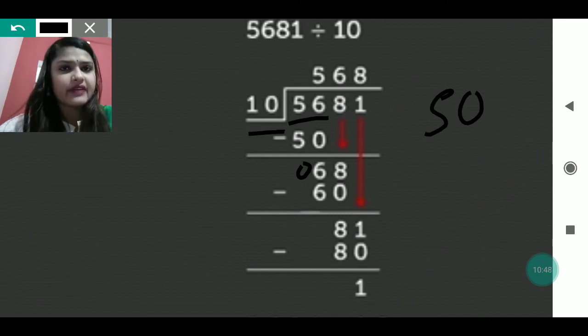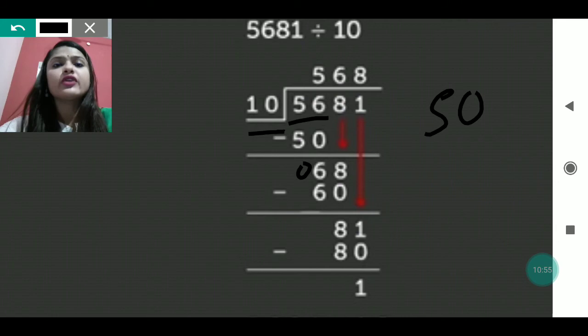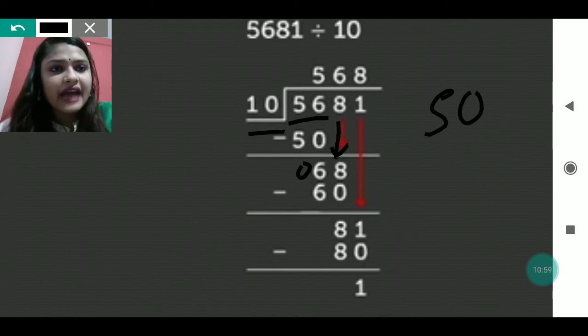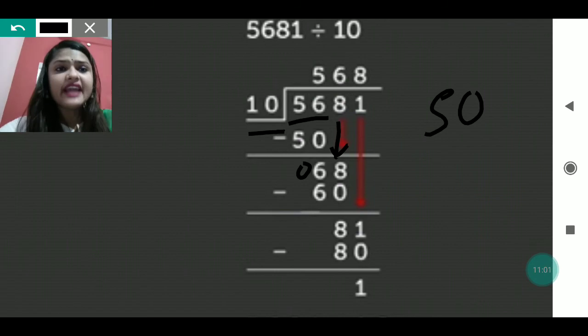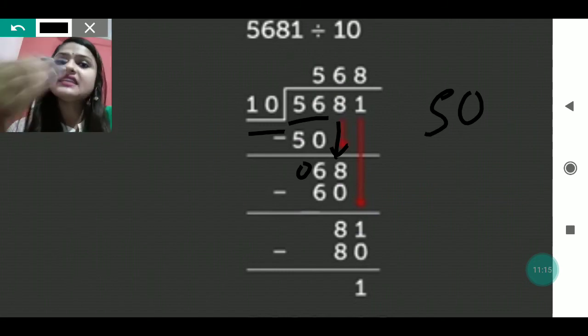What will we do in that case, my dear? We have to take the next digit which is written at the dividend place. That digit we have to take down. So 8 we will take down. When we are taking 8 down, we put the arrow to show that we are taking this digit down. Now 68, we have to read the table of 10 that many times in which we will get 68 or less than 68.